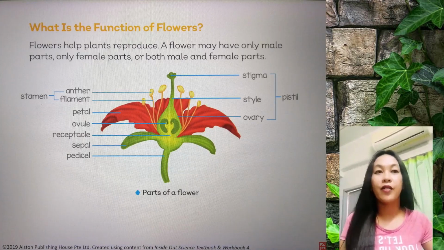Next, let's go to the function of the flowers. So the flowers help plants to reproduce. A flower may have only male parts, only female parts, or both male and female parts. So here are the parts of the flower.